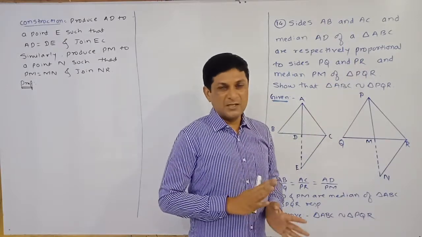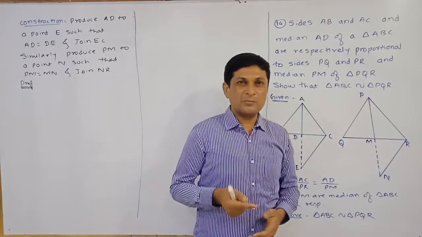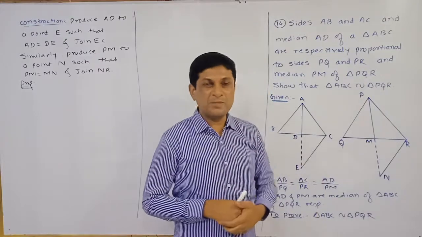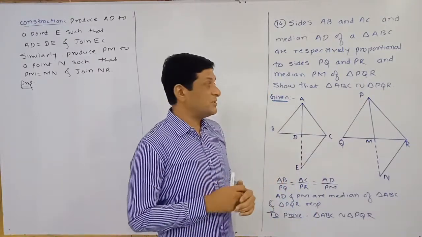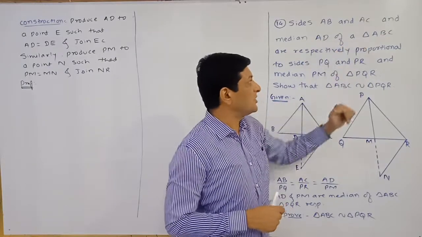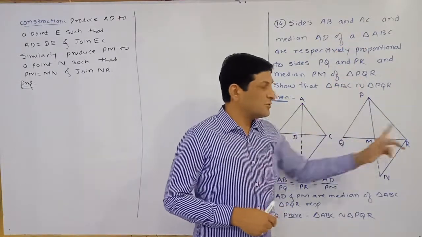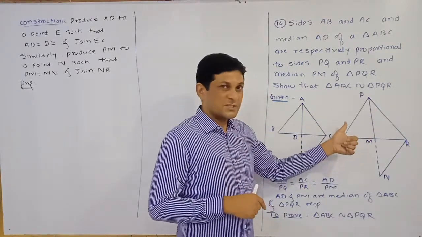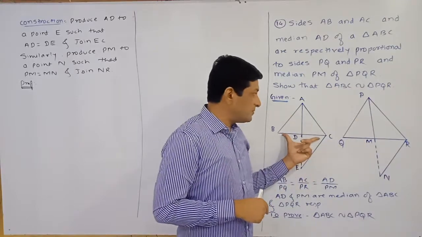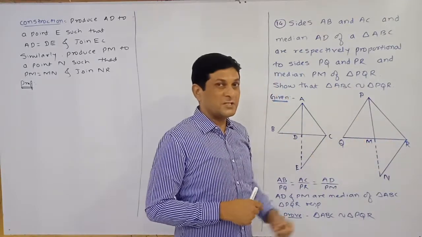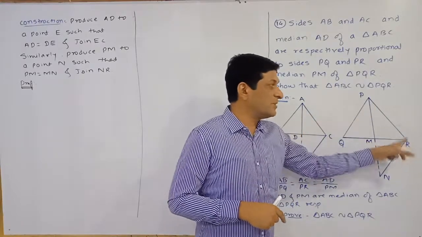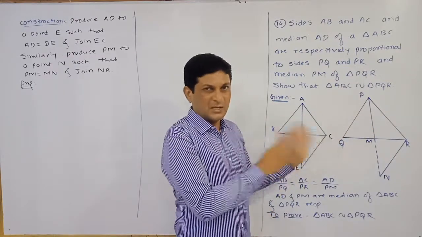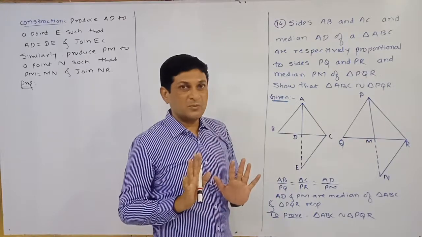Similar types of conditions are given in example number 12, and in that example also we have shown that triangle ABC is similar to triangle PQR. But in that case, what is the given condition? Here, what is given? AC is proportional to PR. In that example, it is given that the ratio of AB and PQ is equal to BC and QR. But instead of BC upon QR, here what is given to us? AC upon PR, and the ratio of the medians is also equal to these ratios.